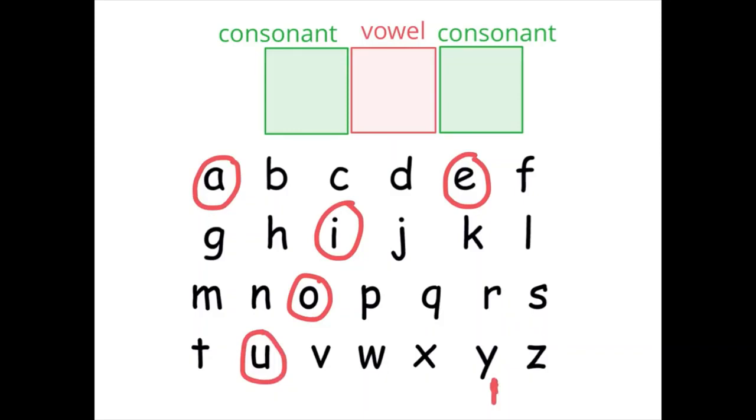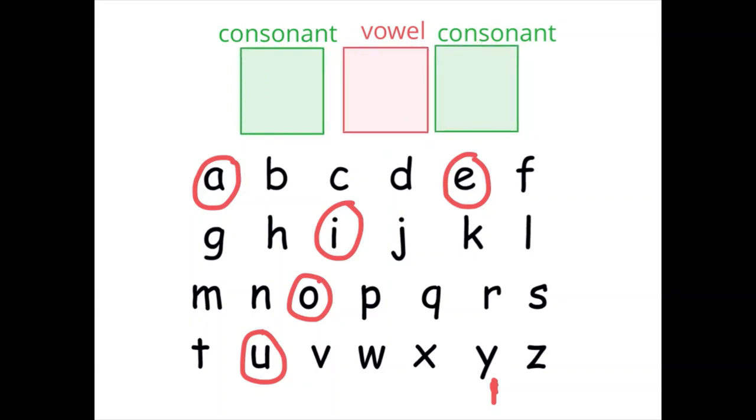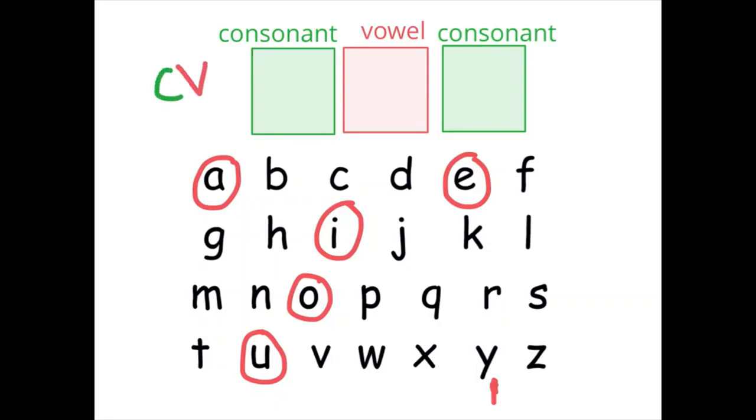A very simple word in English will begin with a consonant, have a vowel in the middle, and end with a consonant. We call this type of word a CVC word because it begins with a consonant, and consonant begins with a C. It ends with a consonant, and there's a vowel in the middle, and vowel begins with a V.